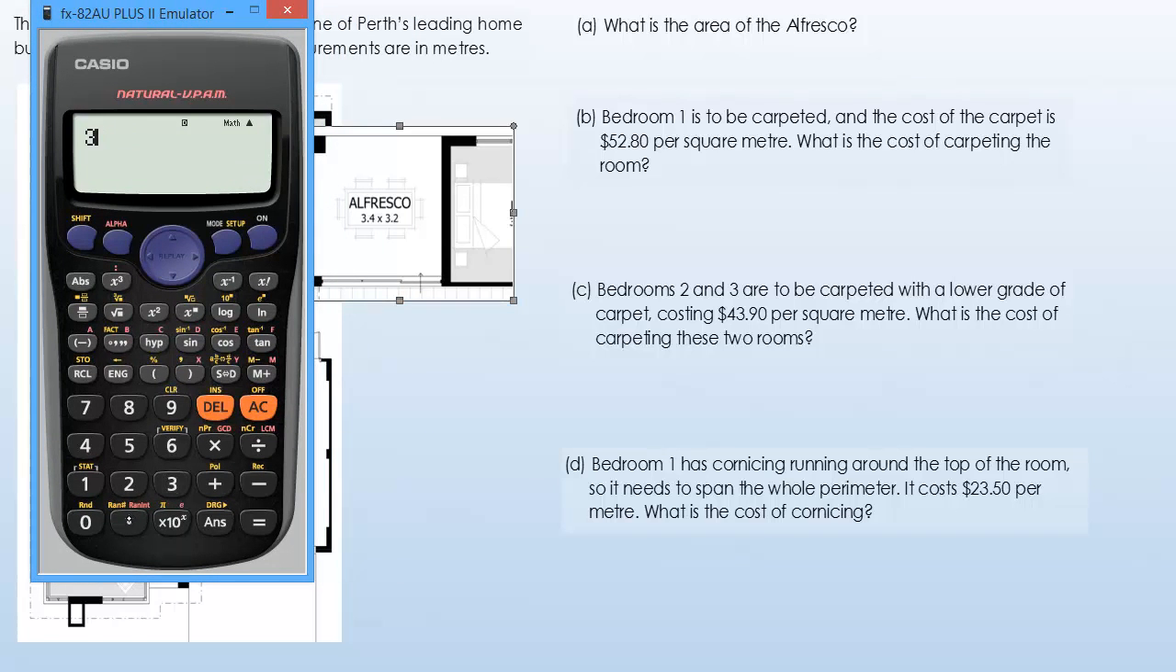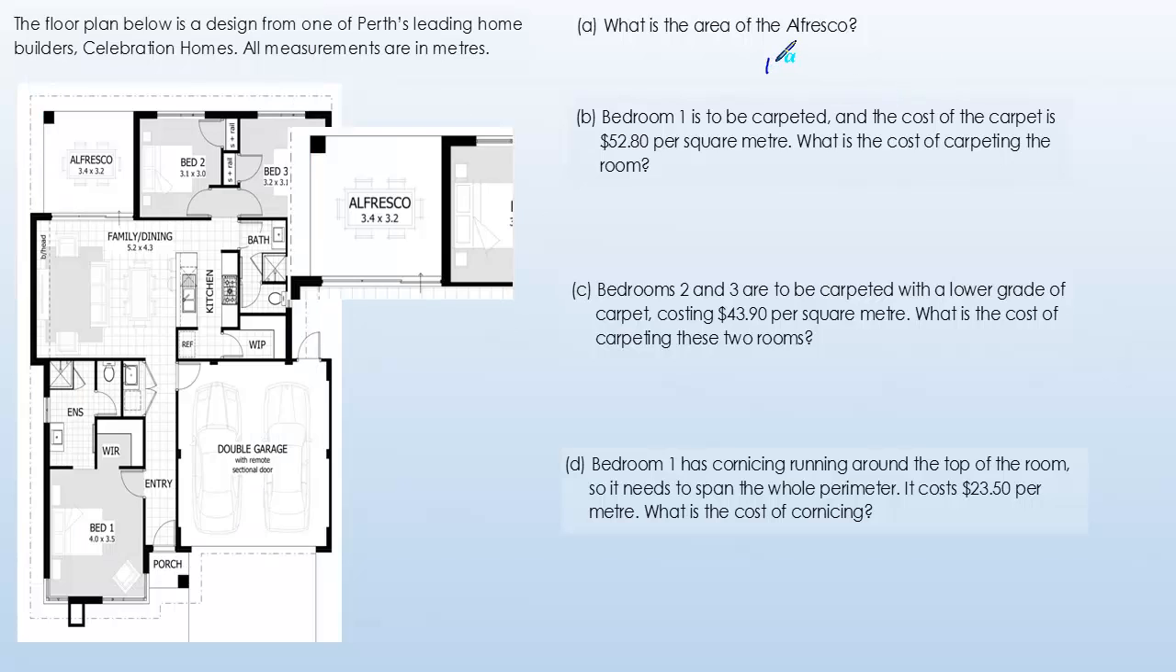3.4 times 3.2 gives us 10.88 square meters. And we should put the calculation down really. So 3.4 multiplied by 3.2 equals 10.88 square meters.